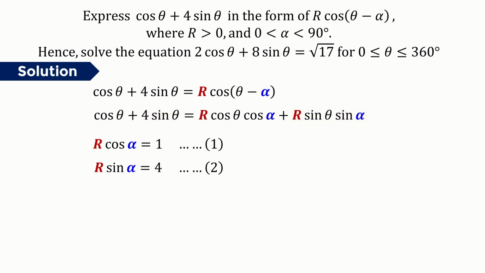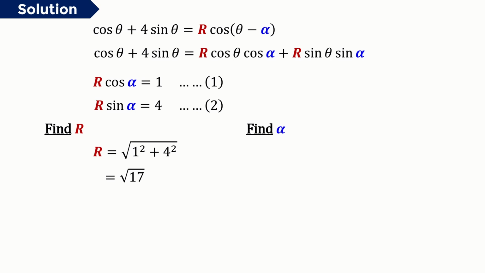To find r, we can use this formula: r equals root of a squared plus b squared, where a equals 1 and b equals 4. So we can simplify this expression, and we get r equals root 17. Okay, so this is the value for r.